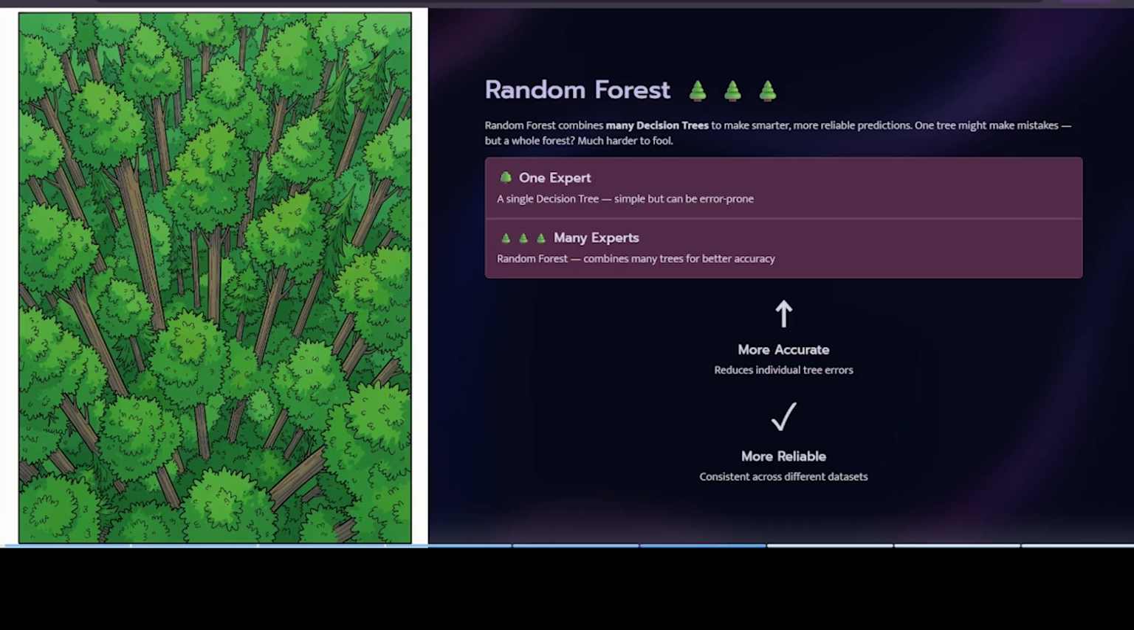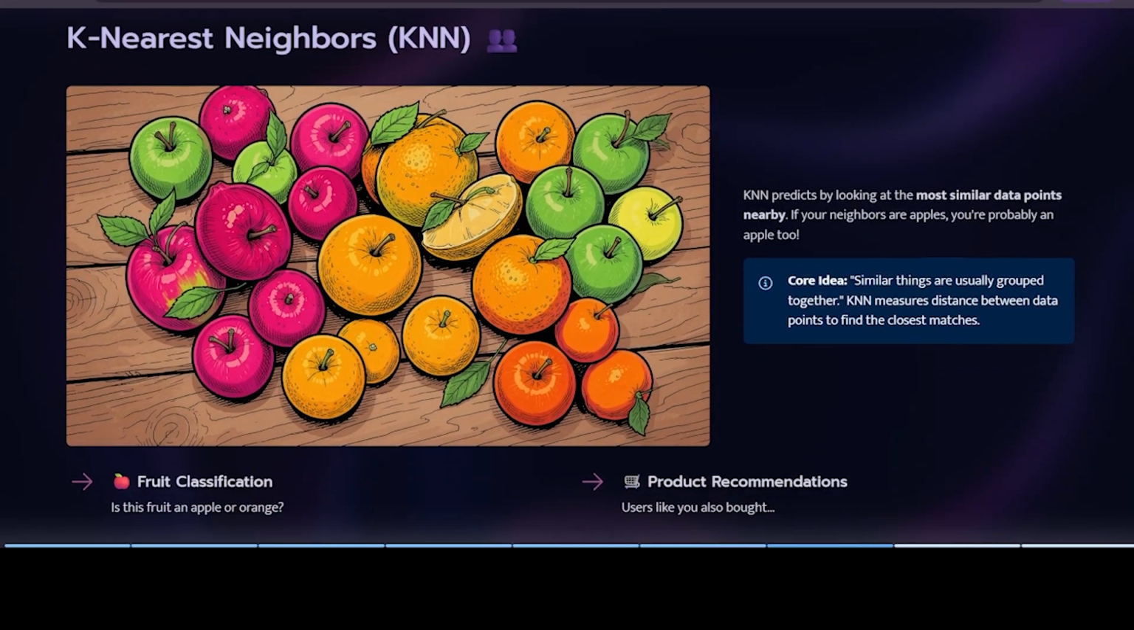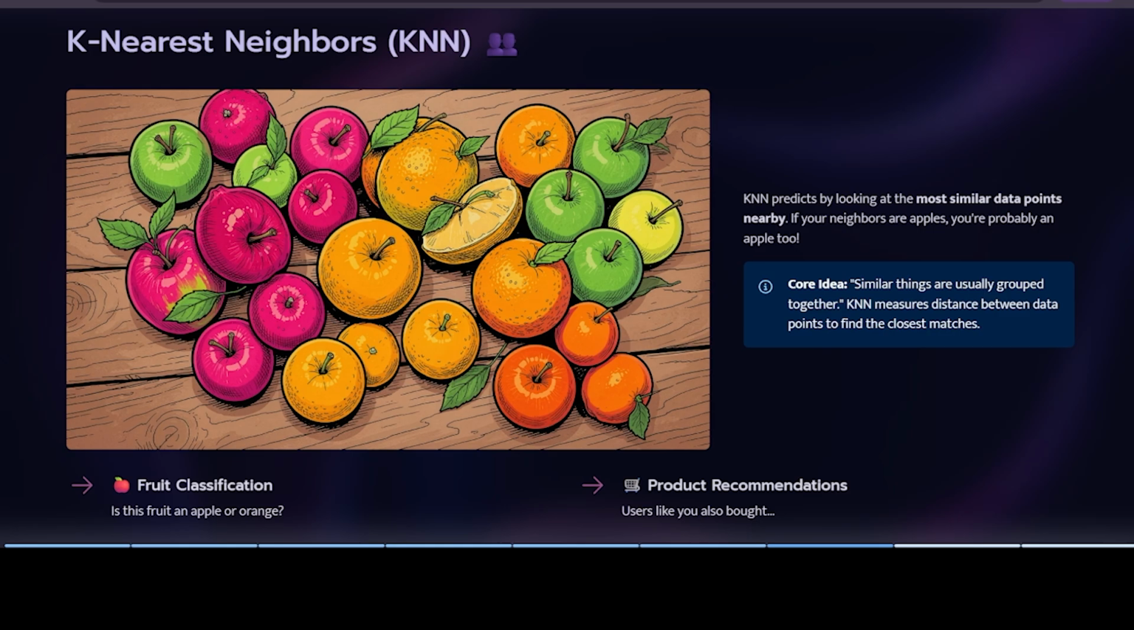Next we are going to see the KNN algorithm. KNN is also a simple as well as important algorithm. K nearest neighbors, this is our final algorithm. KNN works on one simple idea: similar things usually stay together, right? Whenever a new data point appears, the algorithm checks its nearest neighbors, then it predicts based on them. Based on the nearest neighbors only, it predicts the new thing.